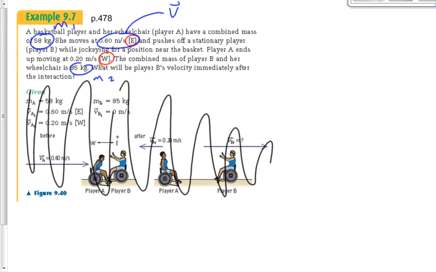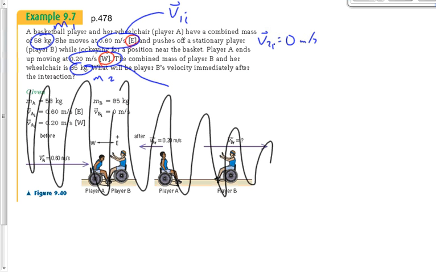Good. Is it V1I or V1F? Good. V1I is 0.6 to the east. Pushes off a stationary player, player B. That means that V2I is going to be 0. Player A, that's player 1. We renamed this girl player 1.